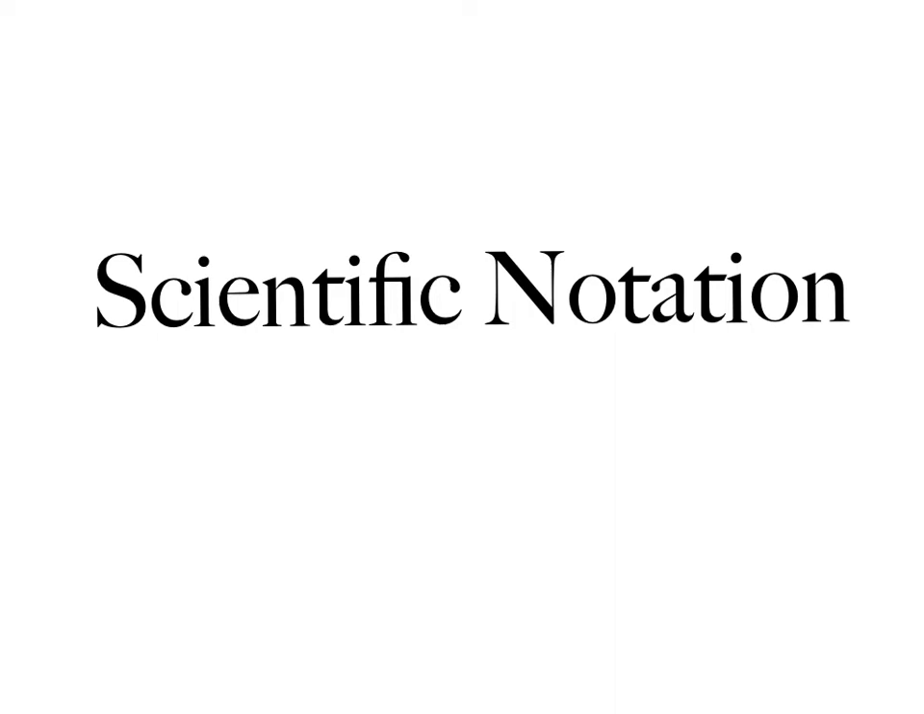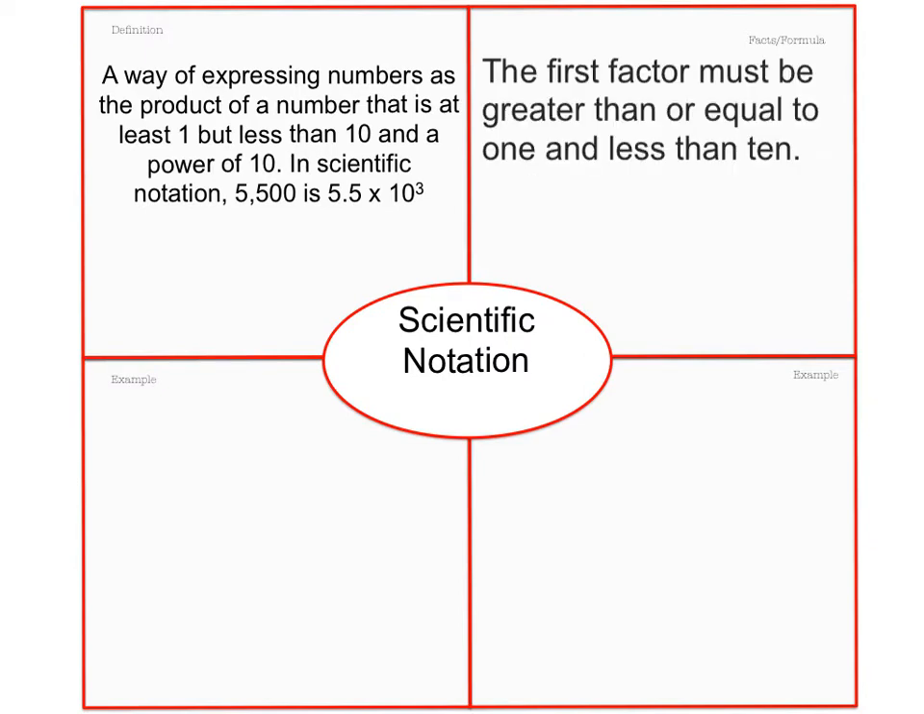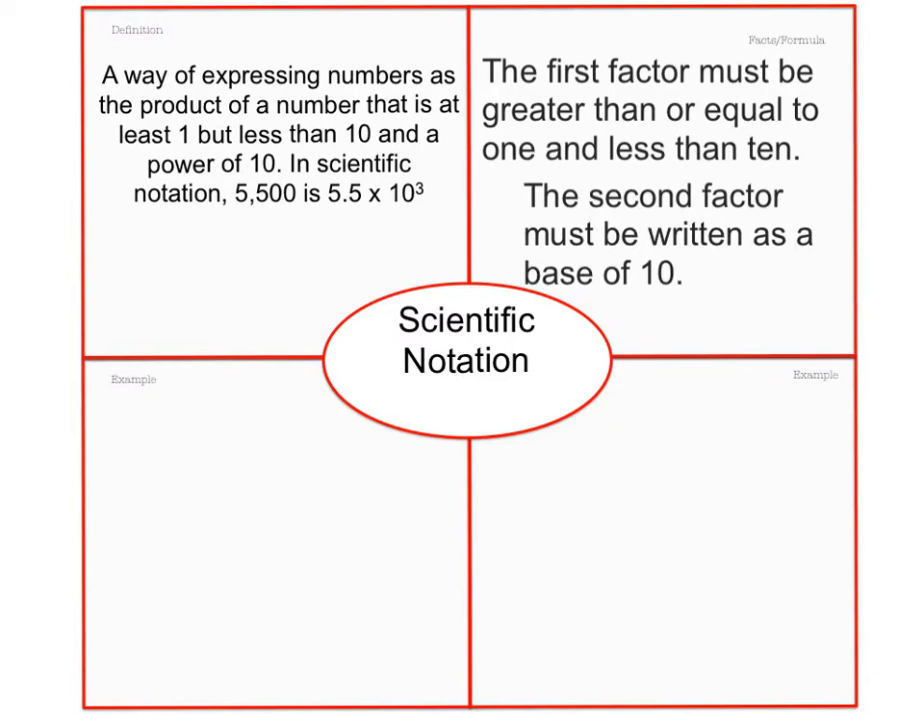This video is on scientific notation. Scientific notation is just a way of expressing a very large number or very small number as two factors. Two things you need to keep in mind with these factors is the first factor must be greater than or equal to 1 and less than 10, and the second factor must be written as a base of 10.